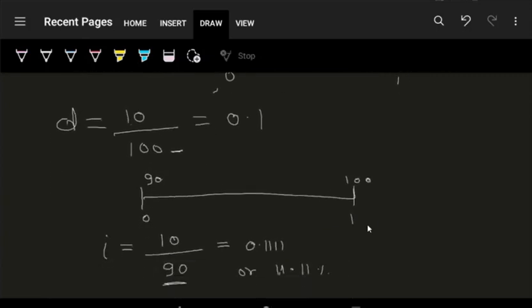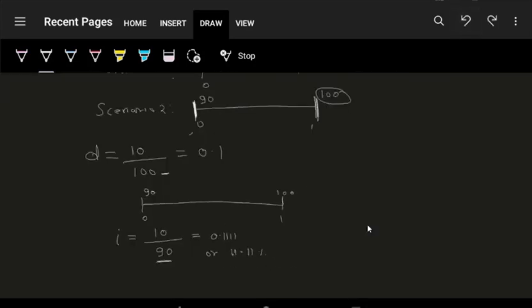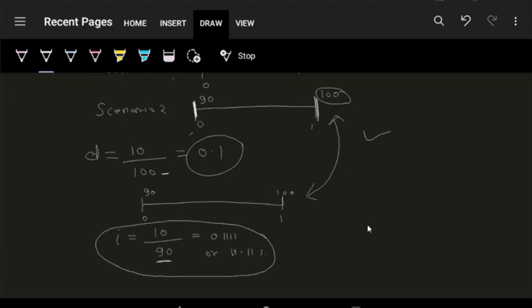You see, this and this are the same examples. They both have the same amount, 90 at time 0 and 100 at time 1. But the type 2 rate of 10% is not equal to the interest rate. See, the actual interest that is paid in this setting is 11.11%.